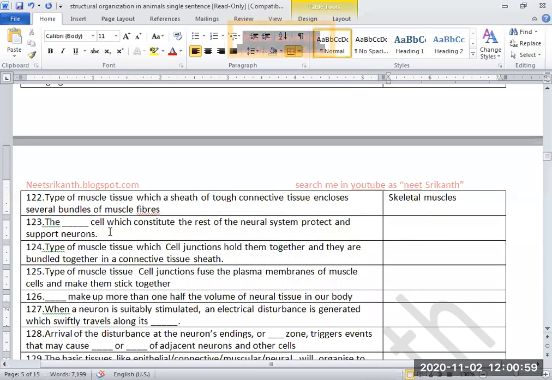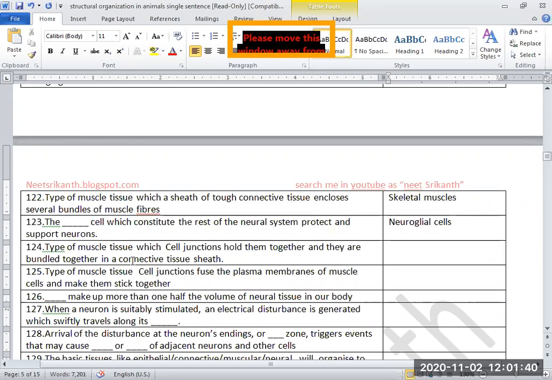The cells which constitute the rest of the neural system, protecting and supporting neurons. Which cells of the neural tissue are doing so? Neurons are themselves supported by them. I'm asking, along with the neurons, some additional cells are present which support the neurons also. Neuroglial cells, glial cells. Very good.